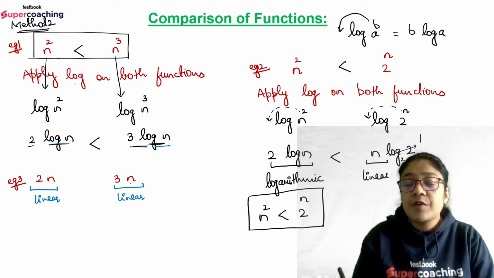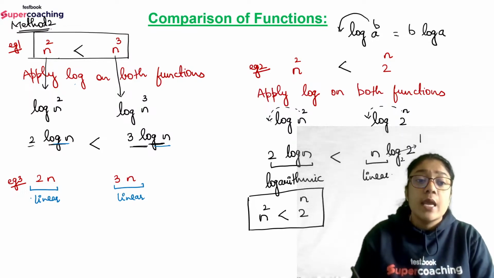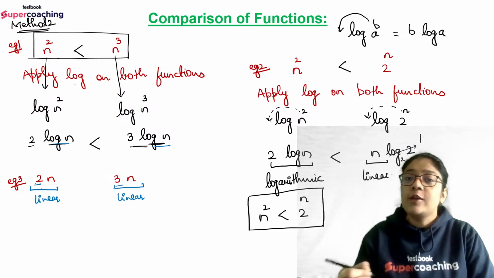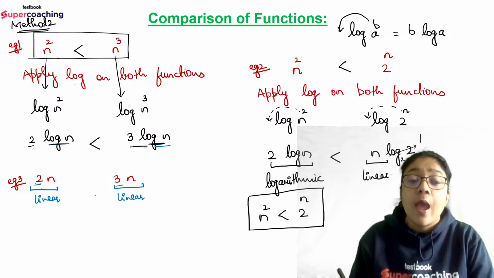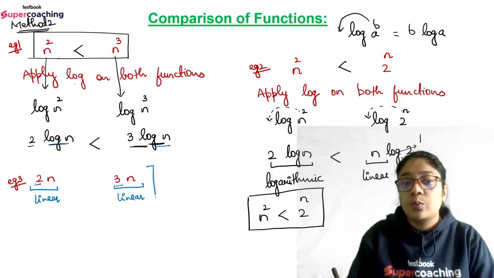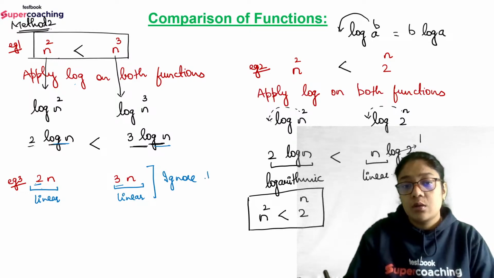These are the given functions. We did not modify them. In the original functions themselves, they differ on the basis of the constant. If we check value-wise, then definitely 3n is greater than 2n, but asymptotically both the functions are equal. Here we'll ignore the constants.